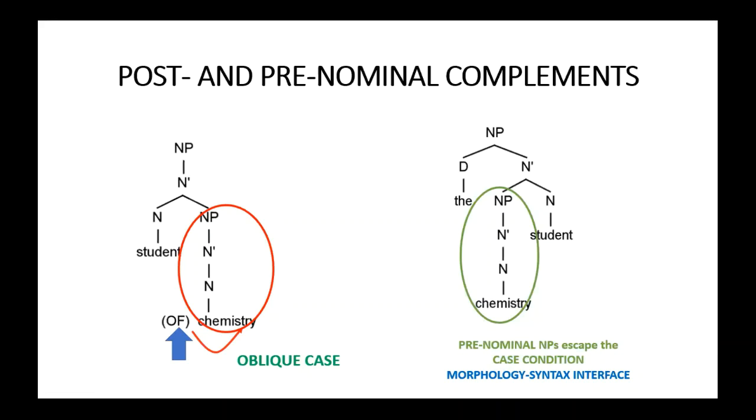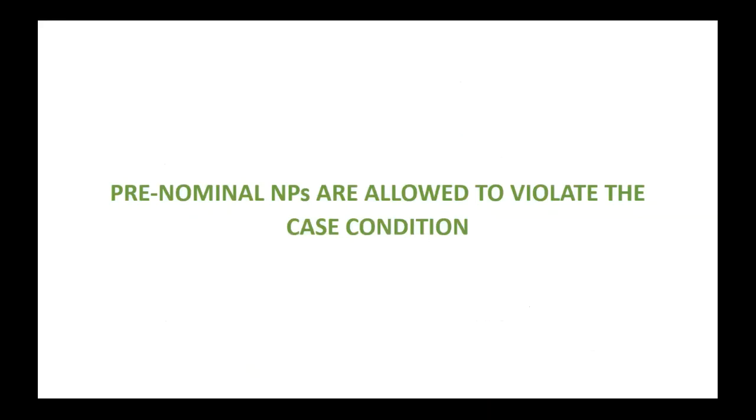So we say that pre-nominal noun phrases escape the case condition, and this is because this is between the morphology and syntax interface. This might actually be morphology. This is really not syntax, but we represent it syntactically, okay? But this is really part of morphology. So remember that pre-nominal nouns escape the case condition. So this is the main point. Pre-nominal noun phrases are allowed to violate the case condition because they are part of morphology.